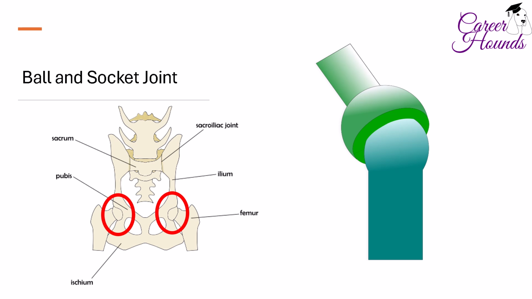Dogs have two major ball and socket joints. The hip joint connects the femur to the pelvis. It allows dogs to move their hind legs forwards, backwards, sideways, and in rotation. This joint is essential for walking, running, and jumping.